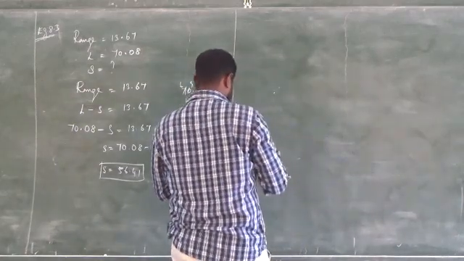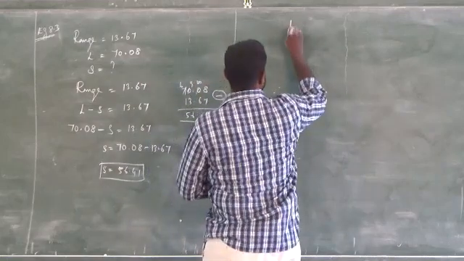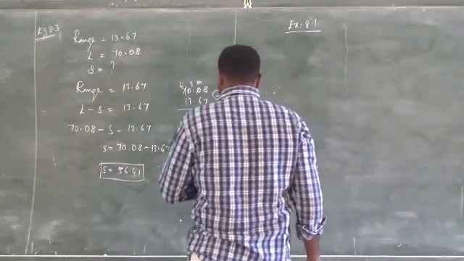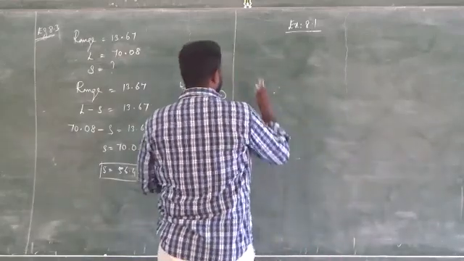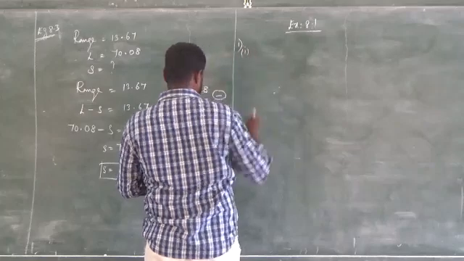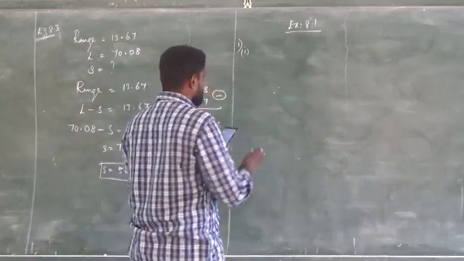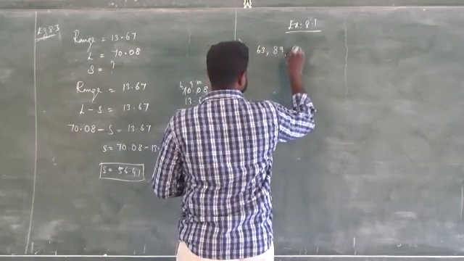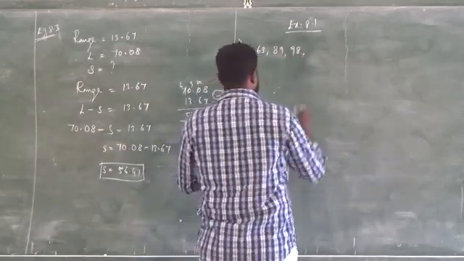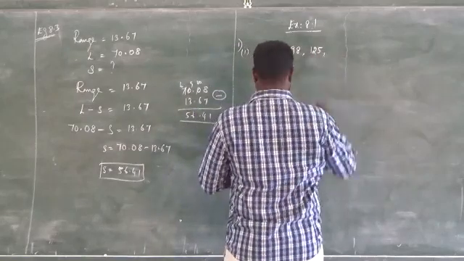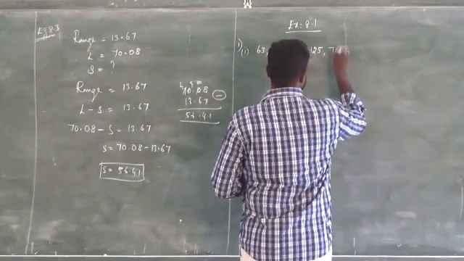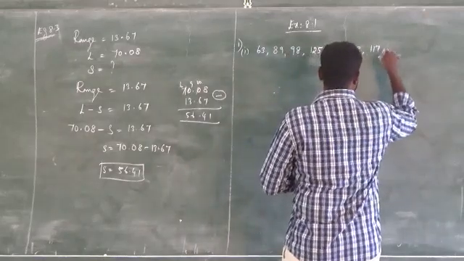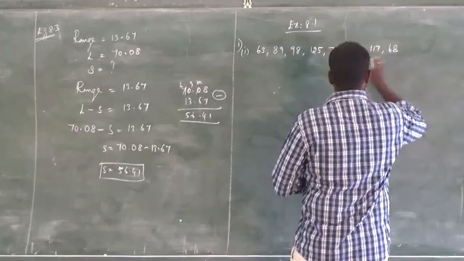Next, exercise 8.1. First problem and first subdivision. The data are given. The data are 63, 89, 98, 125, 79, 108, 117 and 68.